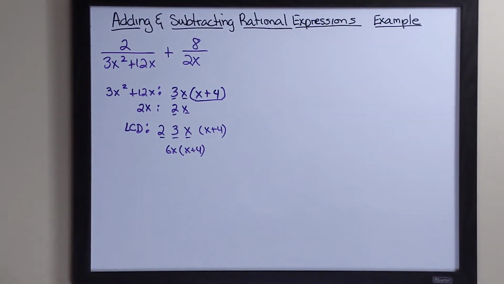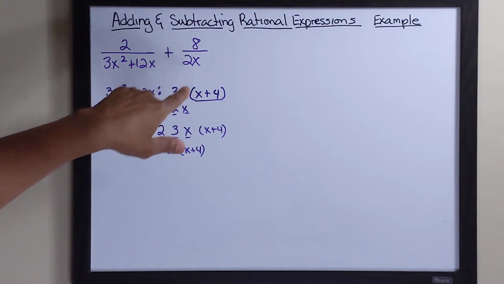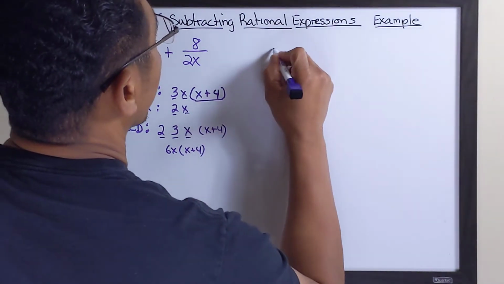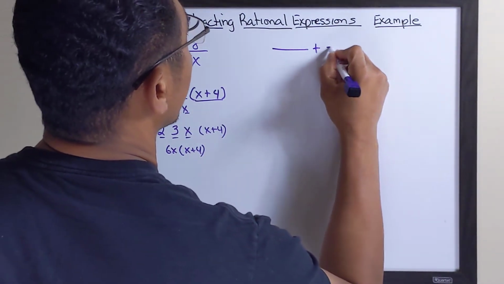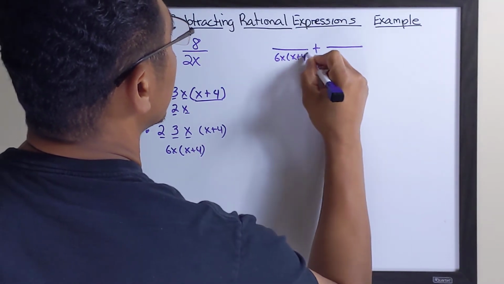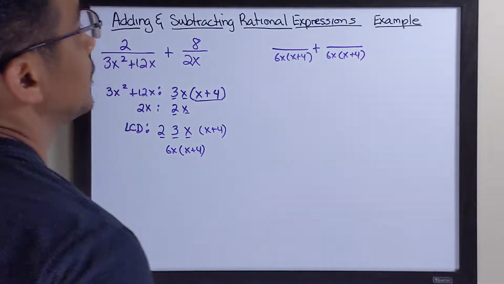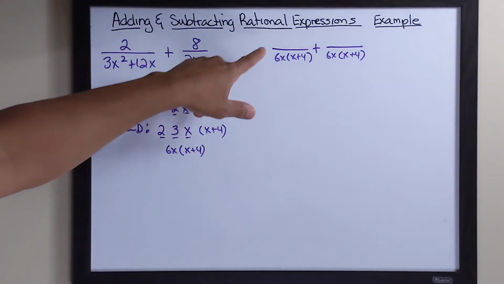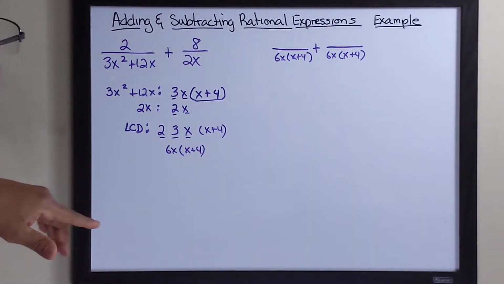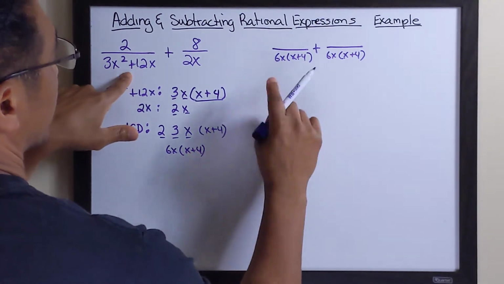So now that we found our common denominator, let's go ahead and rewrite our fractions so we have our new denominator under each. So here we go. It's going to be 6x, x plus 4, and 6x, x plus 4. And because we have new denominators, we have to find new numerators. Let's do it for this one right here, for this term.